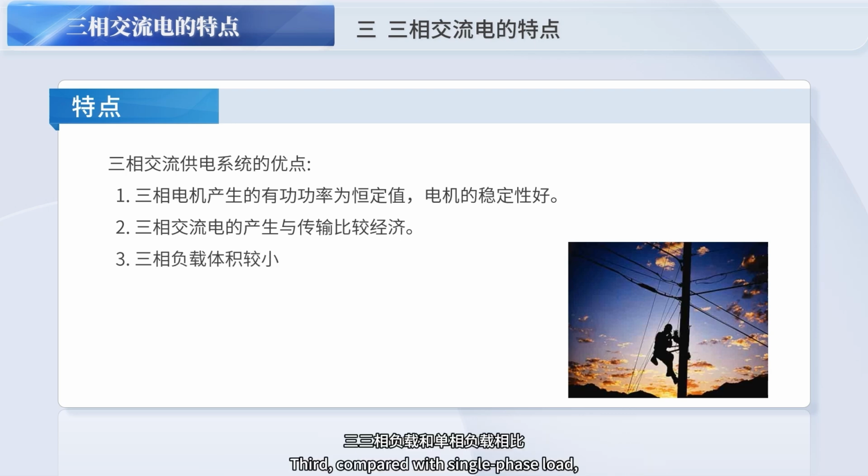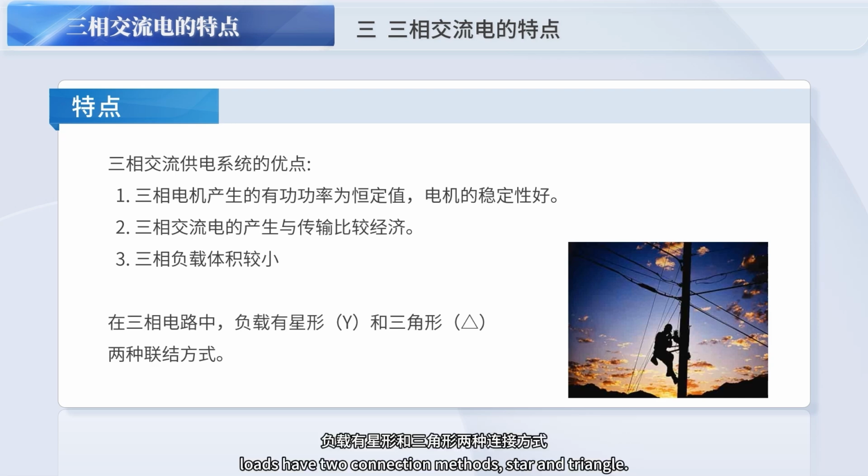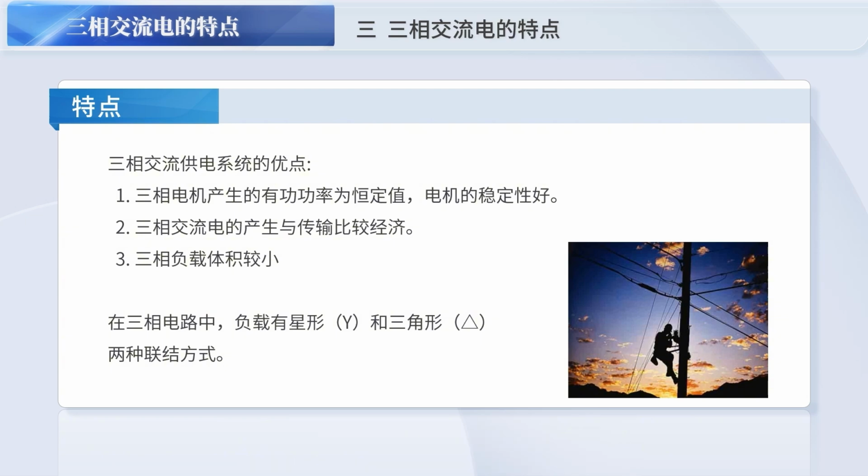Third, compared with single-phase load, it is much smaller in volume with the same capacity. Due to the above advantages, three-phase power supply has been widely used. In a three-phase circuit, loads have two connection methods, star and triangle. Next, we will learn them one by one.